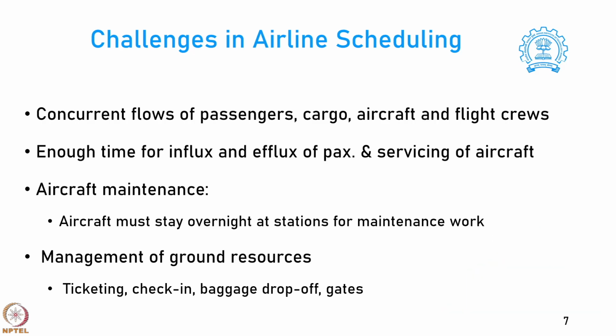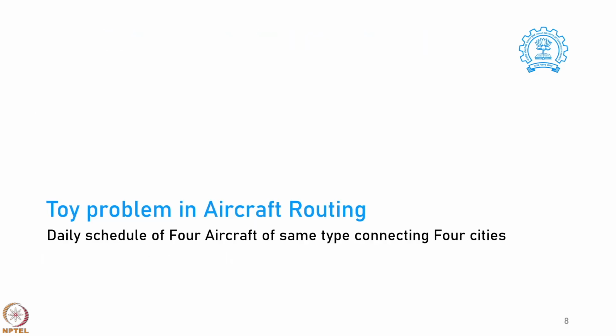So, keeping this in mind, let us have a look at a toy problem in aircraft routing, in which we are only going to look at 4 aircraft of the same type operated by an airline that connects only 4 cities. So, this exercise is going to be limited to only the connectivity between 4 cities.